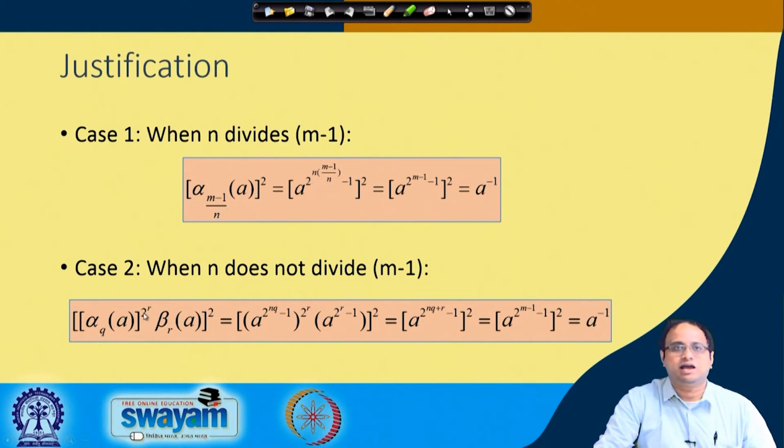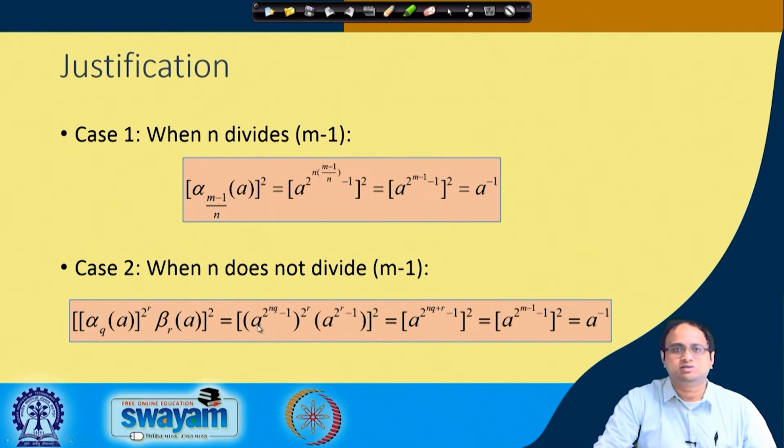So, there you see that alpha q, I mean essentially the right hand side of the previous equation, which is alpha q A whole to the power of 2 to the power of r into beta r, is nothing but, I can elaborate this alpha q as a to the power of 2 to the power of n q minus 1, and then raise it to the power of 2 to the power of r, multiply it with a to the power of 2 to the power of r minus 1, note that it is beta actually, not alpha. And then square it.